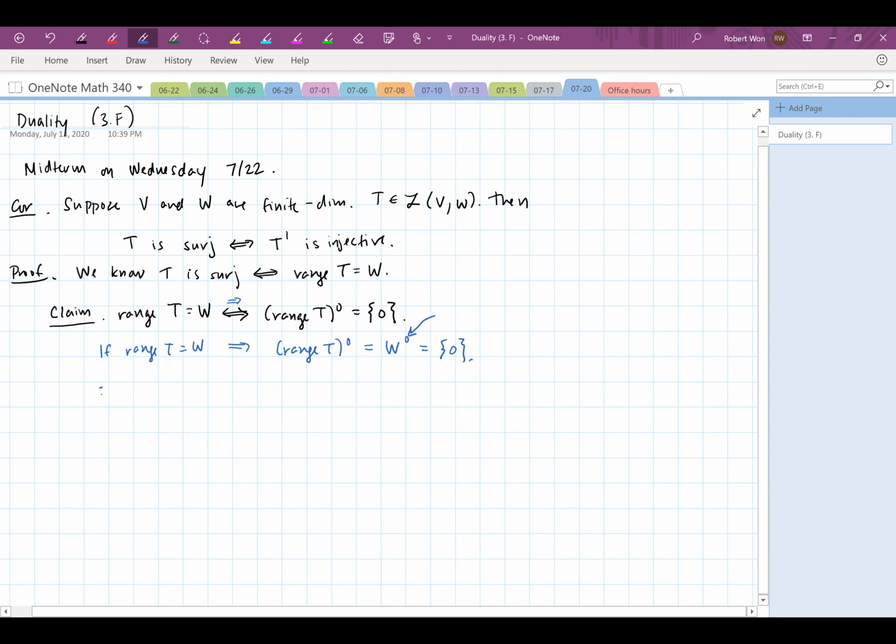Now, conversely, I'll prove the converse by the contrapositive. Suppose the range of T is not equal to W. I'm going to show that the annihilator is not just the trivial subspace of the dual. So let's take a basis, maybe let's call it V1 up through Vn, of the range of T. And then we can extend this basis to a basis of W. Let's say V1 up through Vn, and then we extend it with some W1 up through Wm.